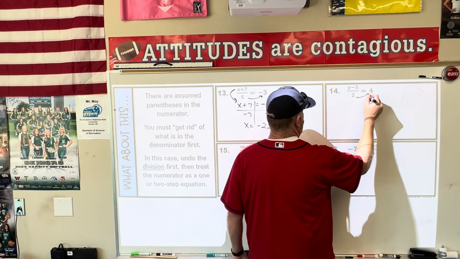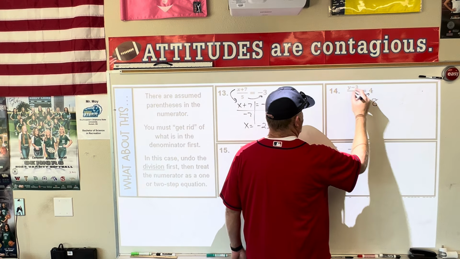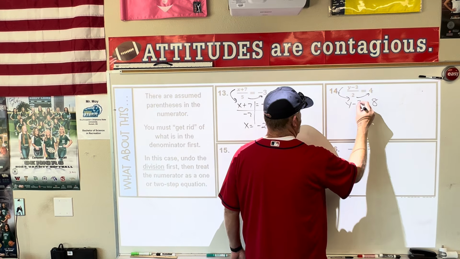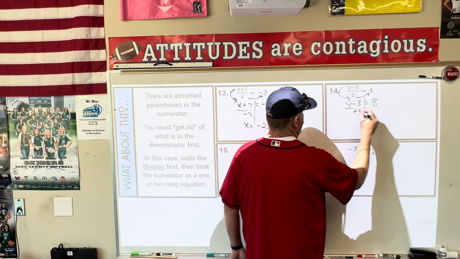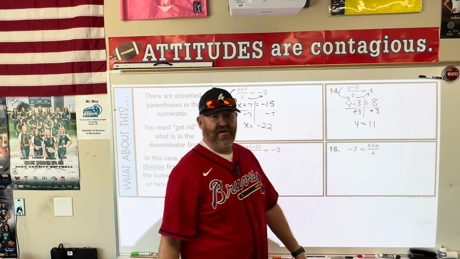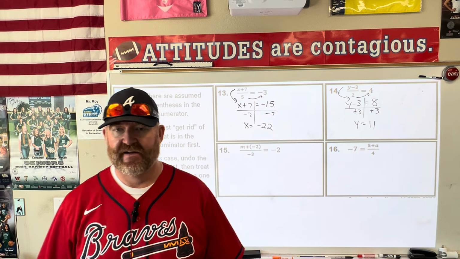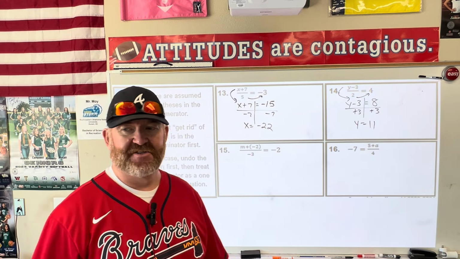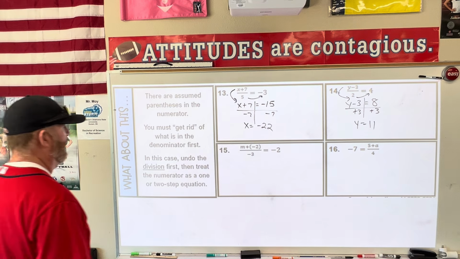What's 4 times 2? 8. Bring the top down. Y minus 3. What's the opposite of minus 3? Plus 3. What's my answer? Y equals 11. Is that what you got? Everybody good? You got 12? Oh, I just added wrong. You just added wrong? All right, it happens.